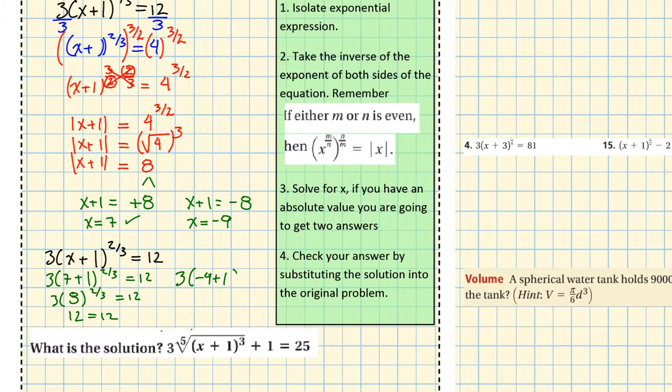Look at this. Okay, when we plug it in, we get negative 8. The cube root of negative 8 is negative 2, but remember, we still need to square it, okay, which gives you 4, which also gives you 12. So negative 9 works as well. That's the reason why we have to use the absolute value in this case, okay? And it only happens when either m, the numerator, or the denominator is an even number. So even numbers always imply that you're going to use the absolute value.